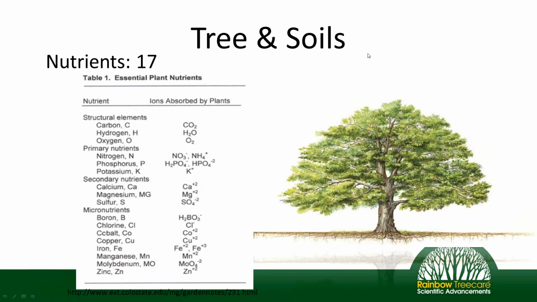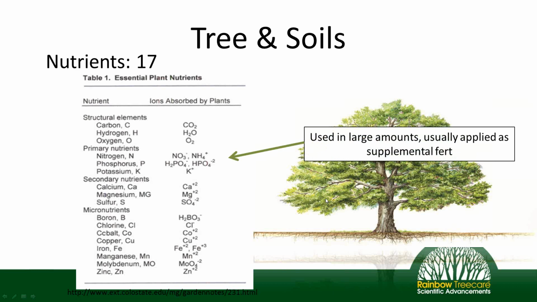So, soil nutrients, tree nutrients. Breaking it down, plants need about 17 essential elemental nutrients to go through their life and be happy and healthy. Some of these are what they call structural elements, which are carbon, hydrogen, and oxygen. These elements are obtained either through the air or water. If we move down, we have our primary nutrients, which are nitrogen, phosphorus, and potassium.